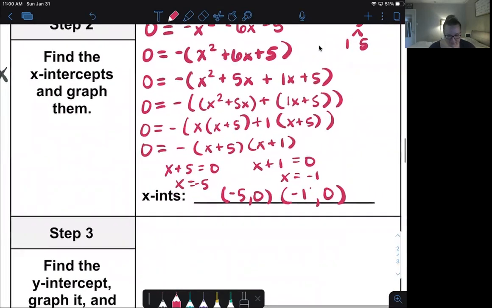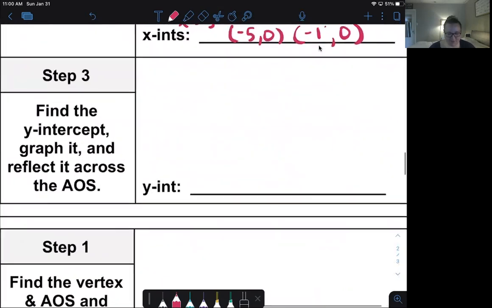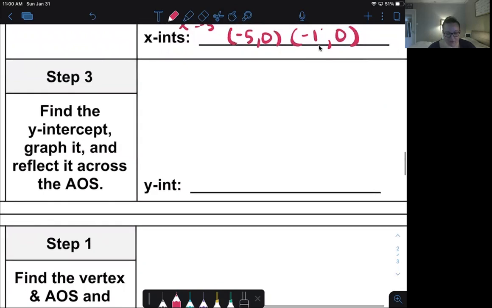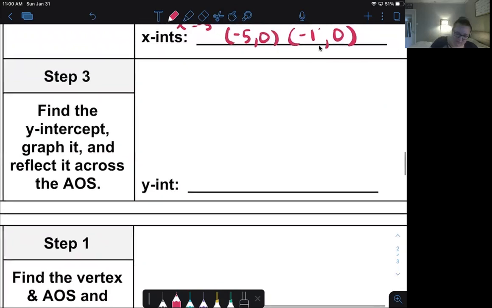Now let's find our y-intercept and graph it, and then reflect it across the axis of symmetry. So for step 3, don't forget to use x equals 0 and just plug that in to our function. Press pause and then press play when you're ready to check your work. Give it a shot.